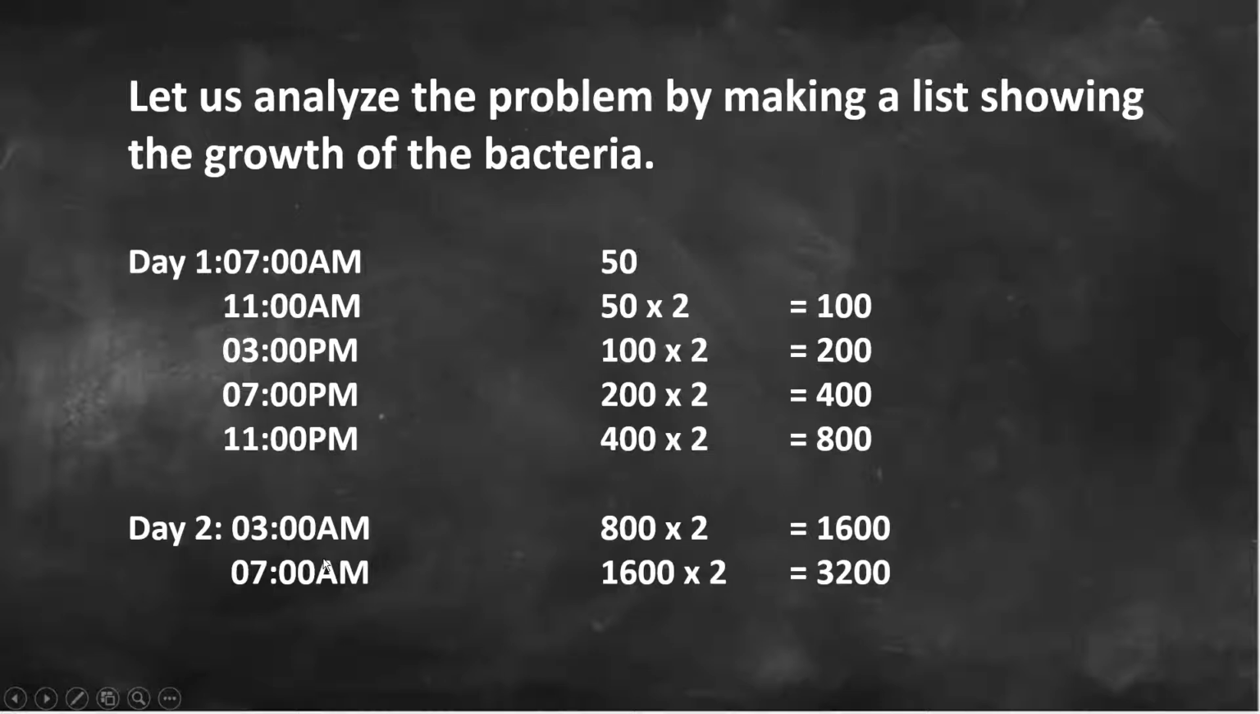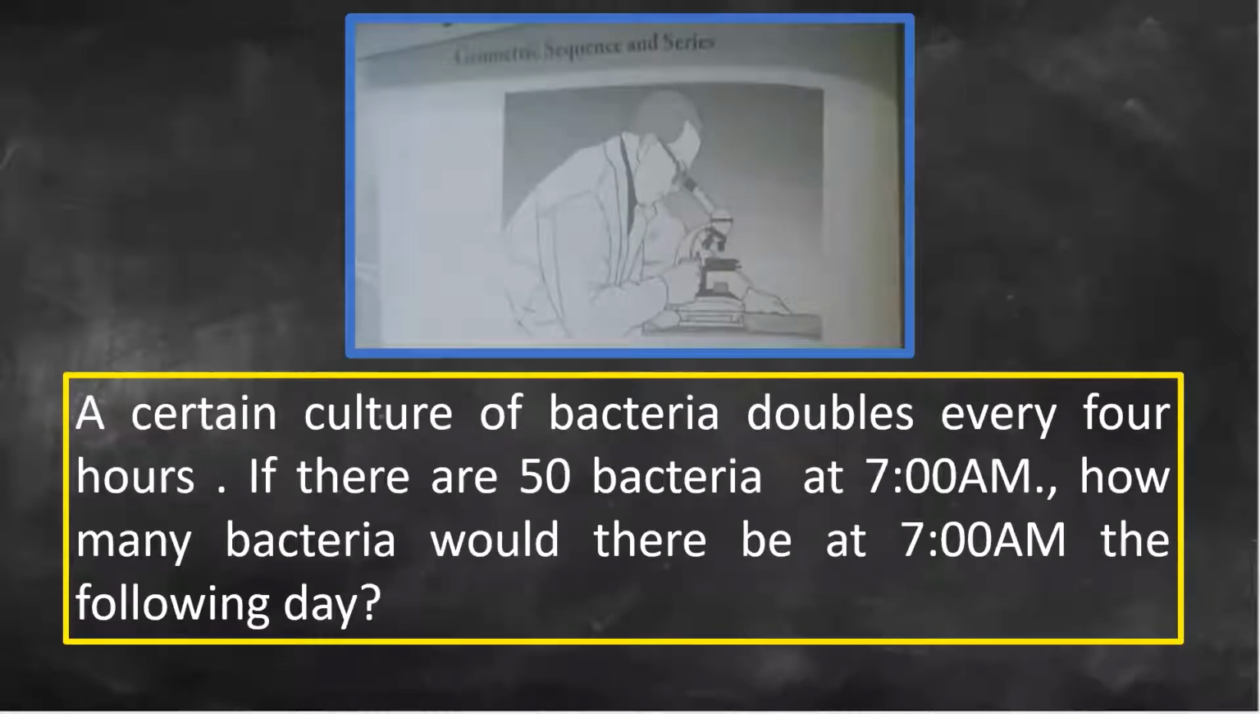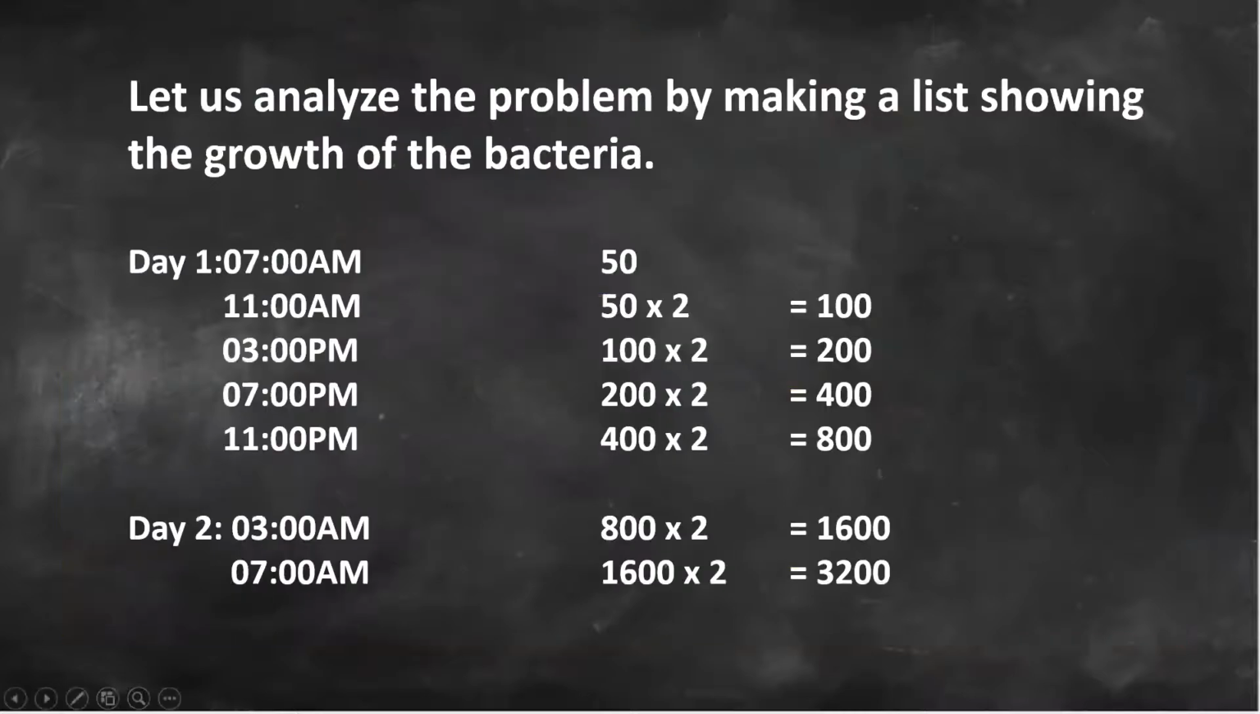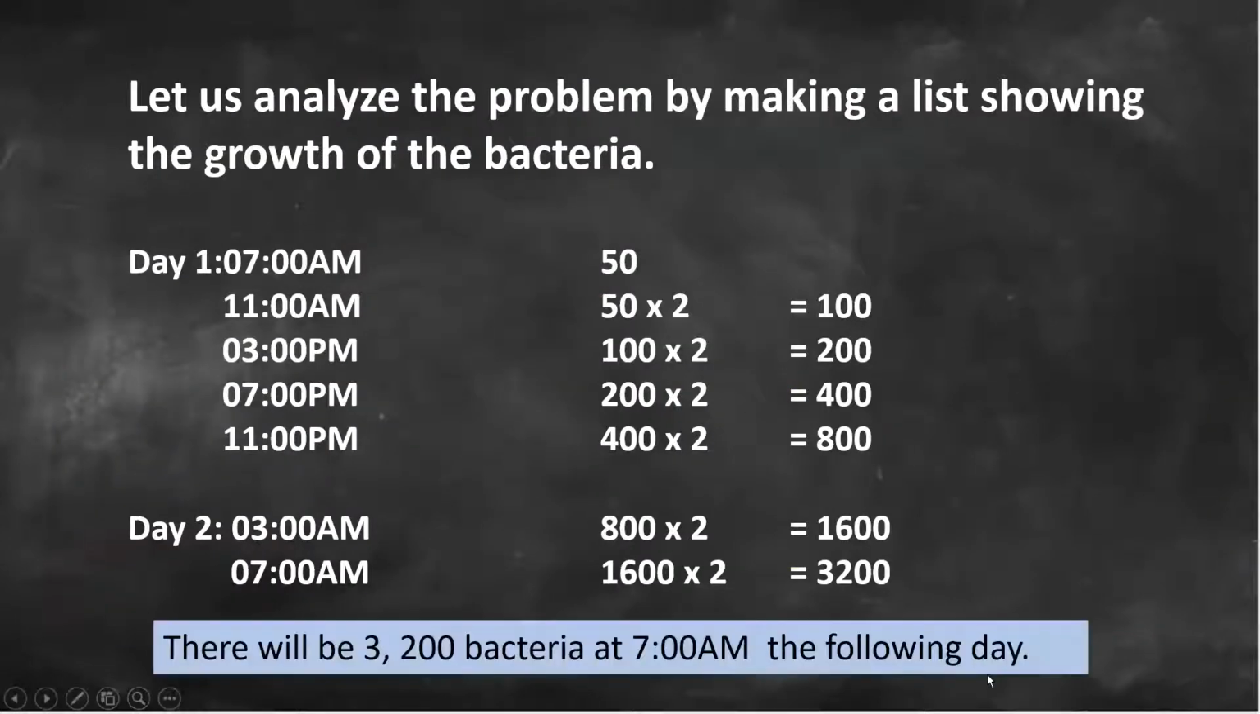And then comes the following day, another 4 hours. So 800 times 2 equals 1,600. And at 7 a.m. the following day, 1,600 times 2, that's 3,200. So now, if you look at the problem, let's go back to the problem. How many bacteria would there be at 7 a.m. the following day? We have answered already that the number of bacteria at 7 a.m. the following day is 3,200 bacteria.